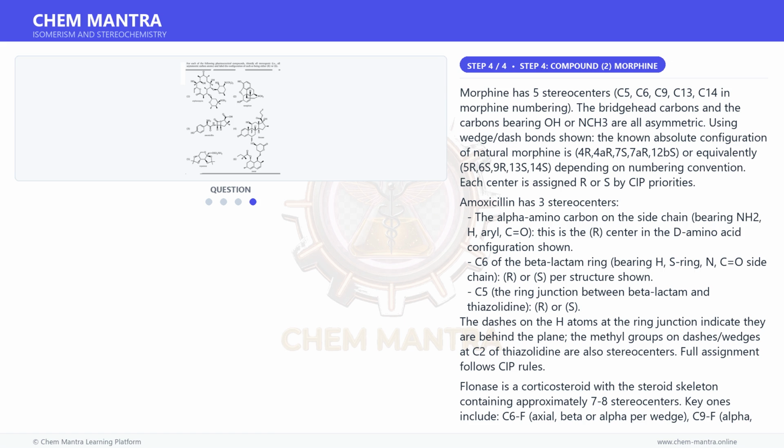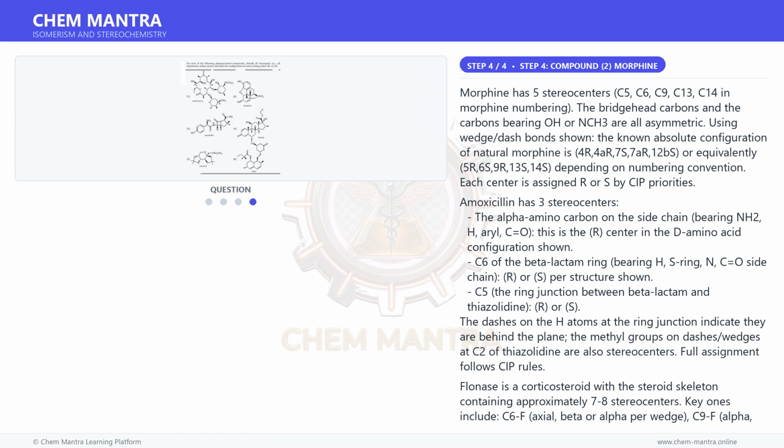Amoxicillin has 3 stereocenters. The alpha-amino carbon on the side chain, bearing NH2, H, aryl, C=O. This is the R center in the amino acid configuration shown. C6 of the beta-lactam ring, bearing H, S ring, N, C=O side chain, R or S, per structure shown. C5, the ring junction between beta-lactam and thiazolidine, R or S.